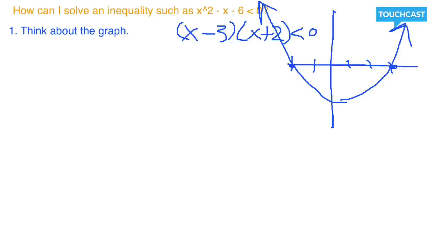Most of the time when we have to solve an inequality like this, it's going to be of degree 2, and we know that degree 2 functions, when they're graphed, create a parabola. So this brings us to the second thing I'm going to need you to think about. If you can bring these two things together, you're going to be in good shape.